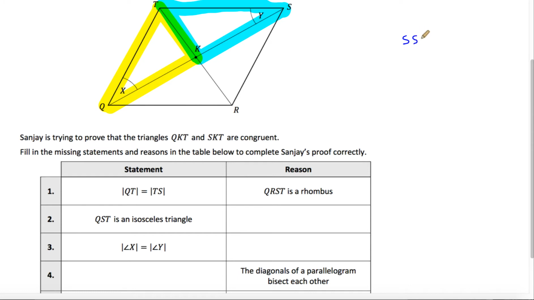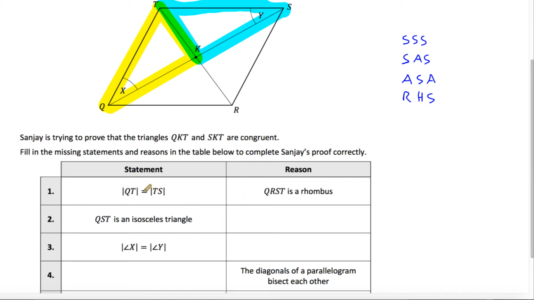Side, side, side is one way to prove it. Side, angle, side. Angle, side, angle. Or right angle, hypotenuse, and another side. They're the four ways you can prove congruency. So it's going to be one of them that we're trying to prove here.